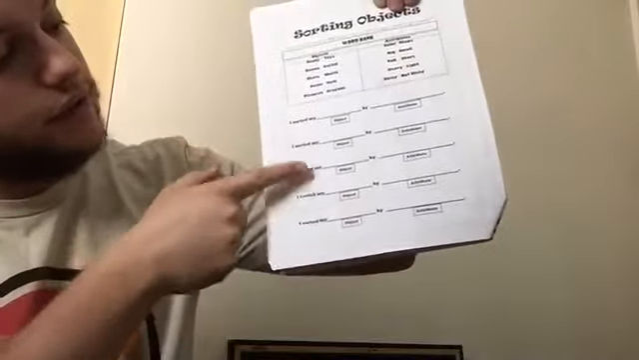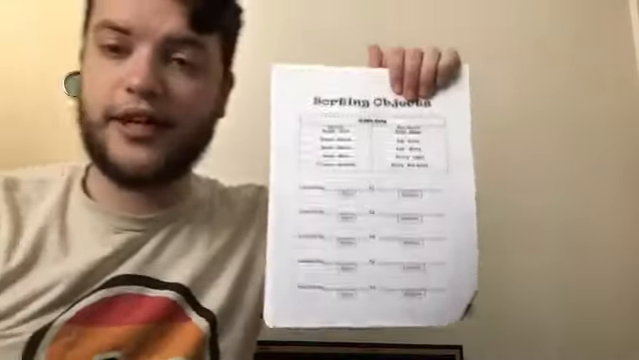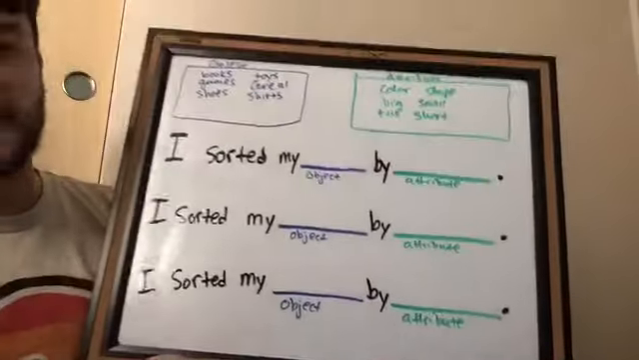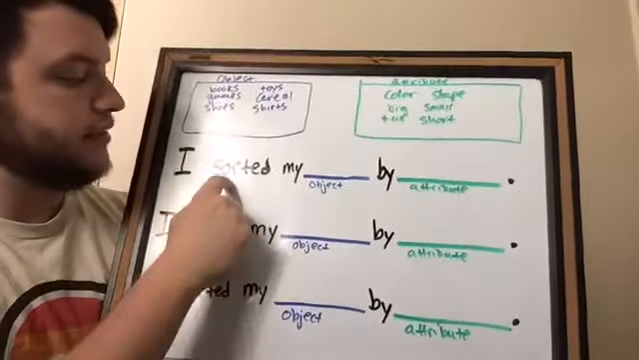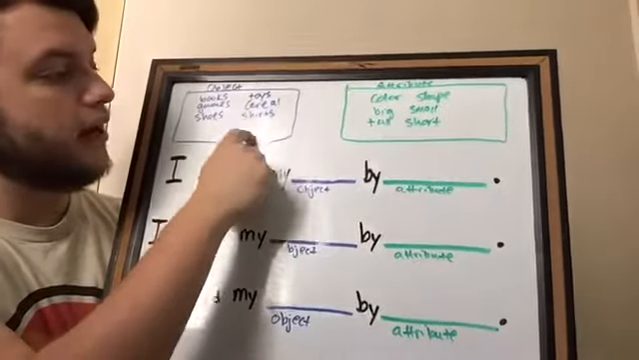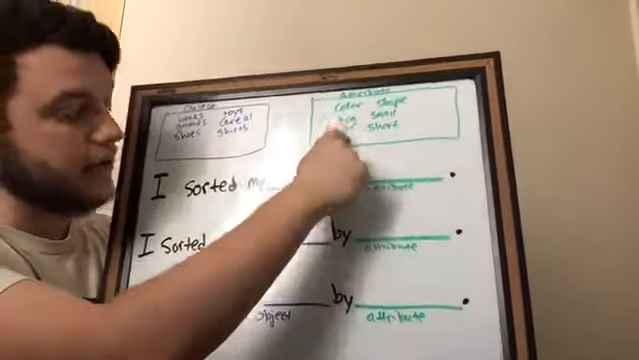But if I look at my sentence frames, there's 1, 2, 3, 4, 5 sentence frames. So I actually need to go do 5 objects, and you need to go do 5 objects. But I'm not going to do the last 2 on these videos because we don't have enough time, okay? So what we're going to do now is I recreated the worksheet a little bit on my whiteboard. And we're going to read the sentence frame. I sorted my, and this blue line goes with my object. The green line is my attribute.